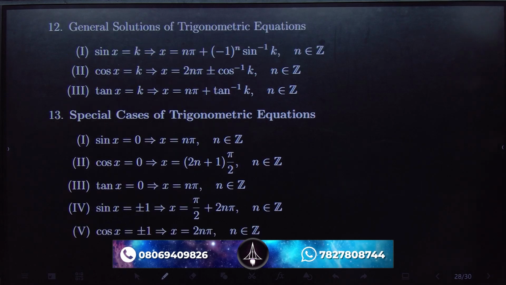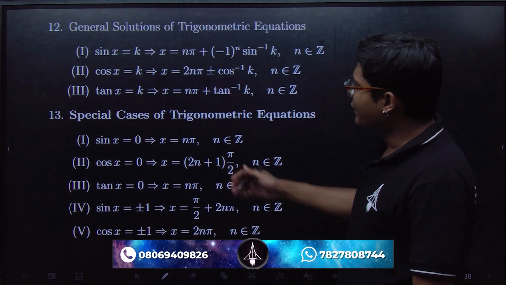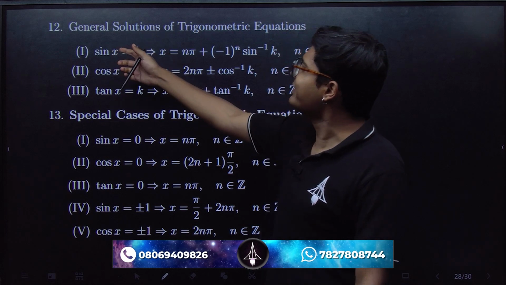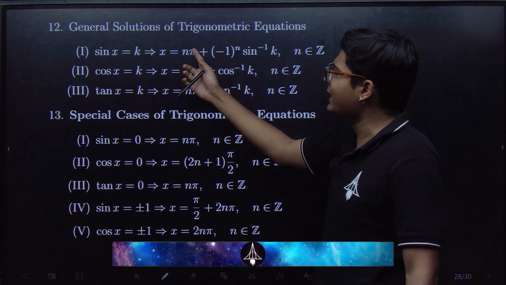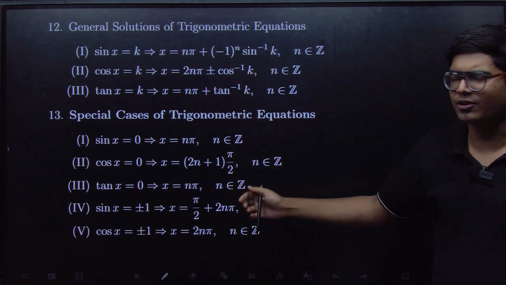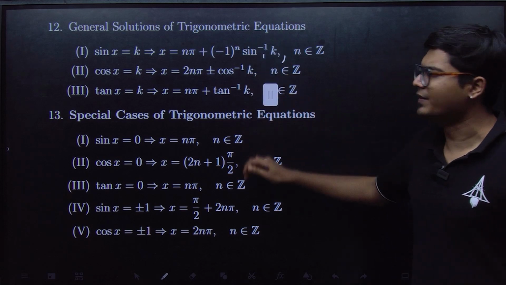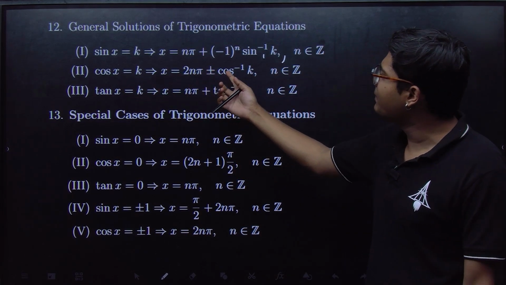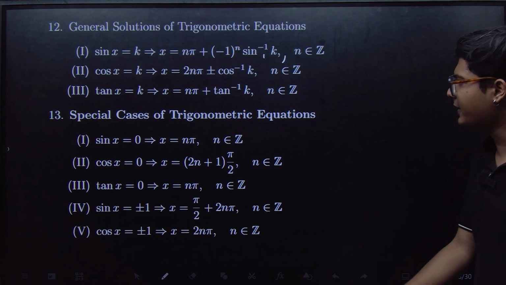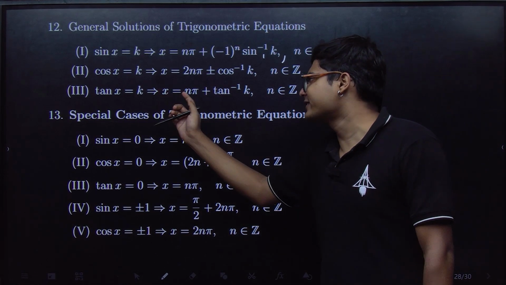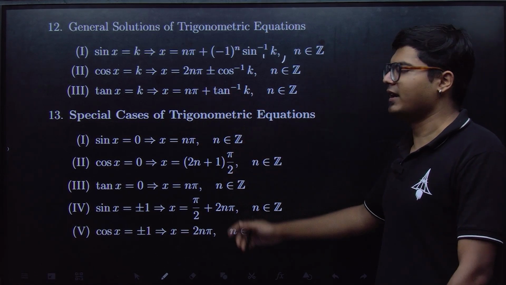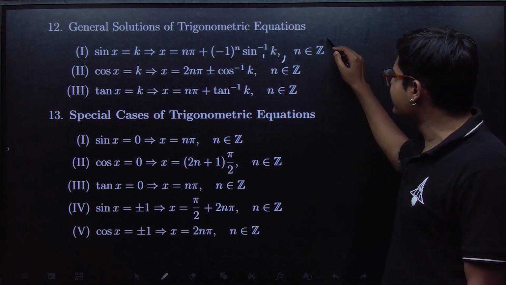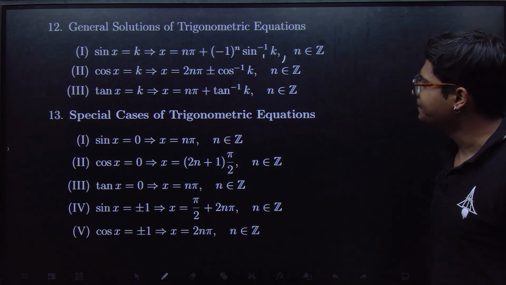Now coming to trigonometric equations, the next part of trigonometry. If you have sin x equal to k, then the general solution of this equation is always n pi plus minus 1 to the power n sin inverse k, where this is the principal solution of it. Similarly, cos x equal to k implies x is going to be 2n pi plus or minus cos inverse of k. Tan x equal to k means x is going to be n pi plus tan inverse of k. So in general, if you're asked to find general solutions, this is what you'll use.